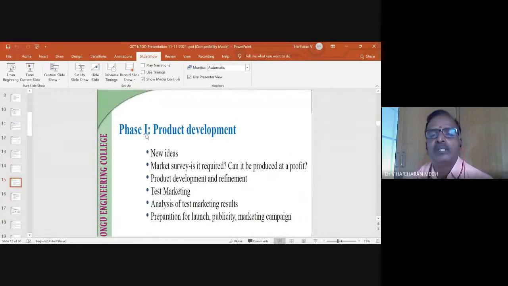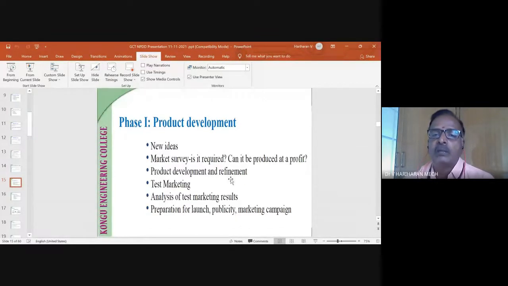In the first phase, product development, there are new ideas, market survey is required, whether it can be produced at a profitable cost, then product development and refinement is required, test marketing, then analysis of the testing results, then preparation for launch, publicity, and marketing campaign. Everything will be done during the time of product development.